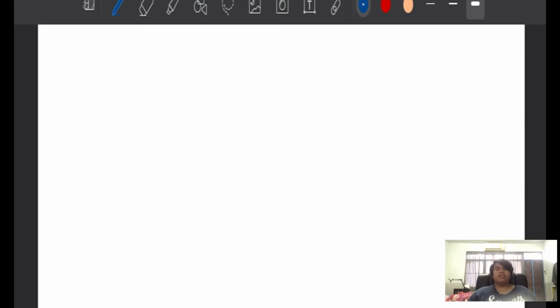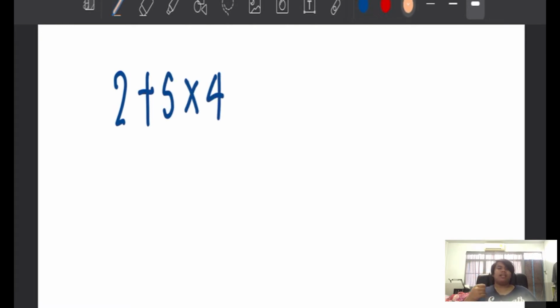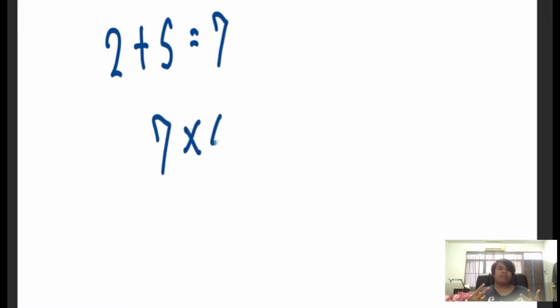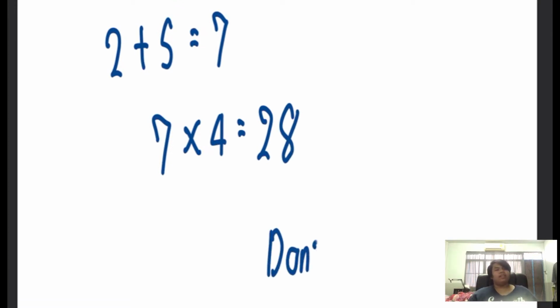First person, the problem is 2 add 5 multiplied by 4. I like addition better than multiplication. Let me use the plus first. Let's see, 2 add 5 equals 7. And then I just multiply that 7 by the 4 and I get 28. That's easy. But don't copy. My answer is better.